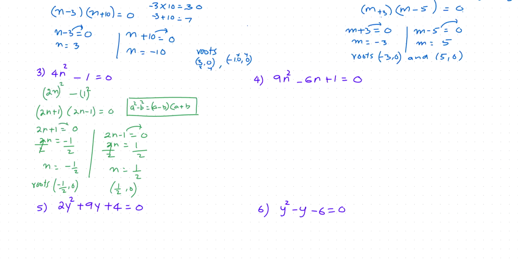Similarly here, 9n square minus 6n plus 1. So here the coefficient is 9. If it is 1, we can put 2 brackets. But here it is 9, so we will multiply 9 by 1. So 9 times 1 is 9. Now we will look at its multiples. By adding, you should get negative 6.